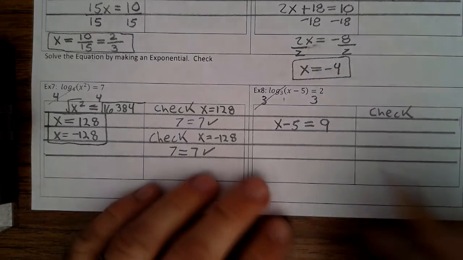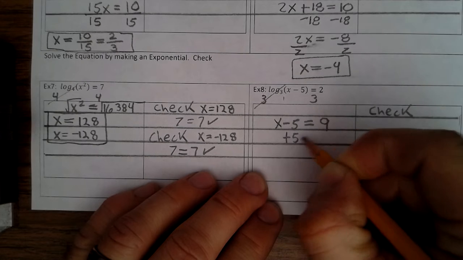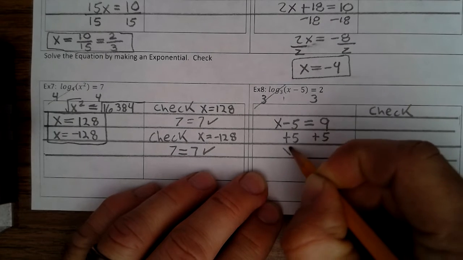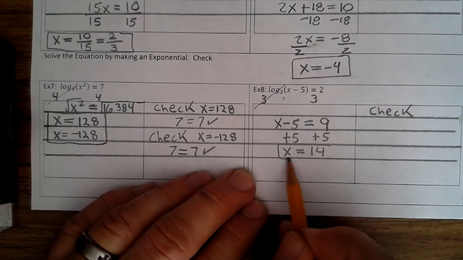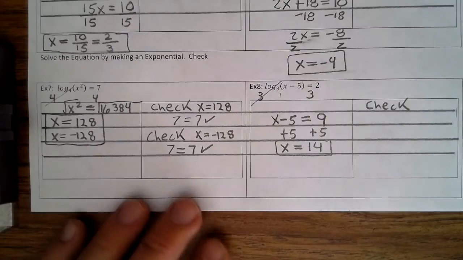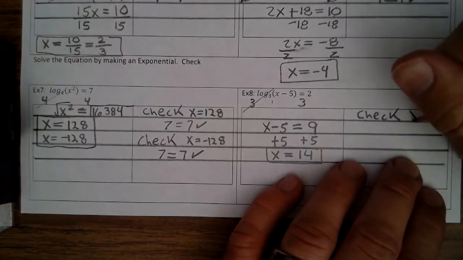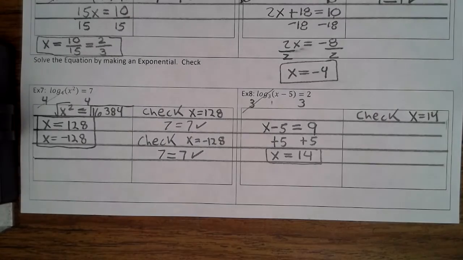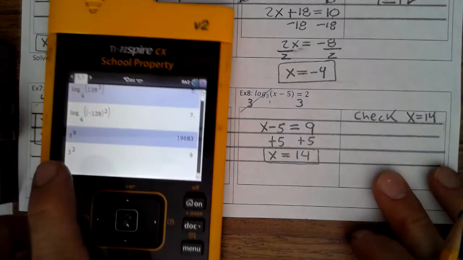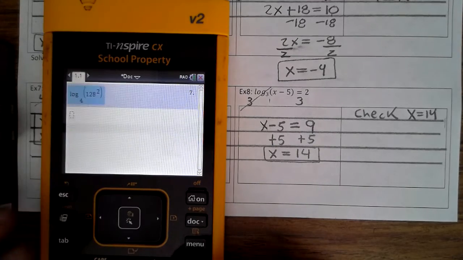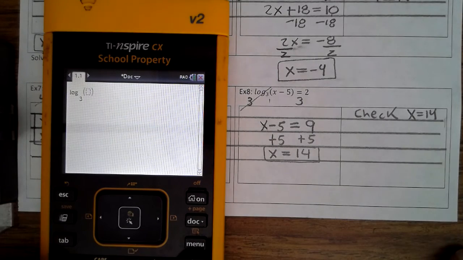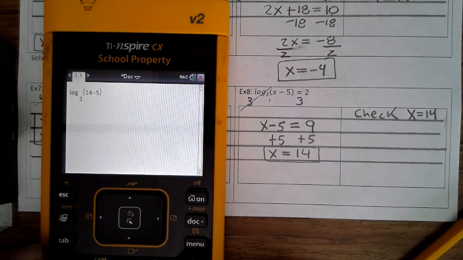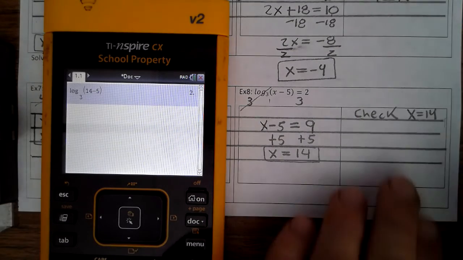All right, so we're going to add 5 to both sides. So x equals 14. Okay, now we need to check x equals 14. And we're going to do that with our calculator. So let's delete this work. And then control log base 3 of 14 minus 5. So 2 equals 2.